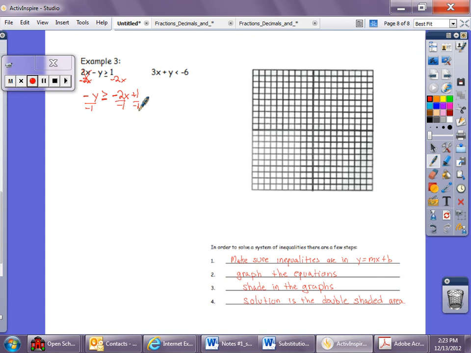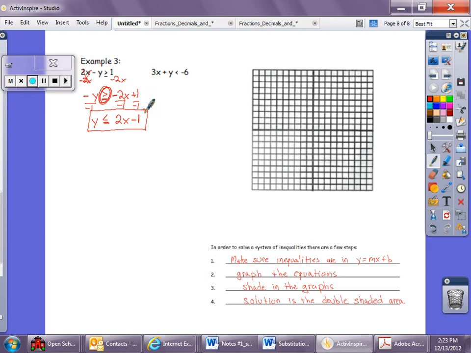And now whenever we divide by a negative, we know we have to flip this inequality sign. So it's going to be y is less than or equal to 2x minus 1. So now we have our first equation. So now we can graph this equation.